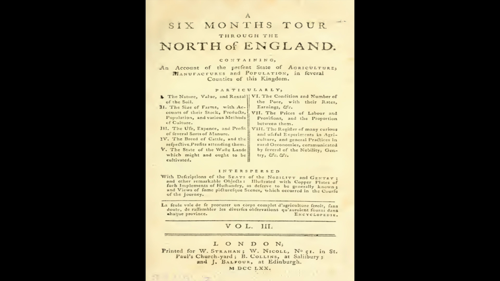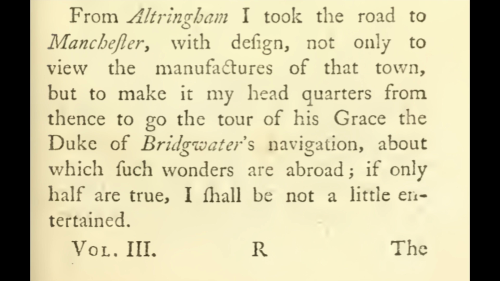But he visited Manchester, and we'll go to the section of the book where he mentions him visiting the Bridgewater Canal. So Arthur Young writes, and it's Old English, so I need to try and get it right because I normally get this wrong. "From Altrincham I took the road to Manchester with design not only to view the manufactures of that town, but to make it my headquarters, from thence to go the tour of His Grace the Duke of Bridgewater's navigation, about which such wonders are abroad. If only half are true, I shall not be a little entertained." So he's expecting big things. He's heard big things about the Bridgewater Canal and the subsequent infrastructure around there.